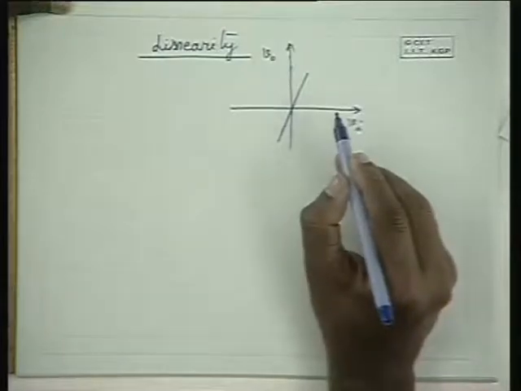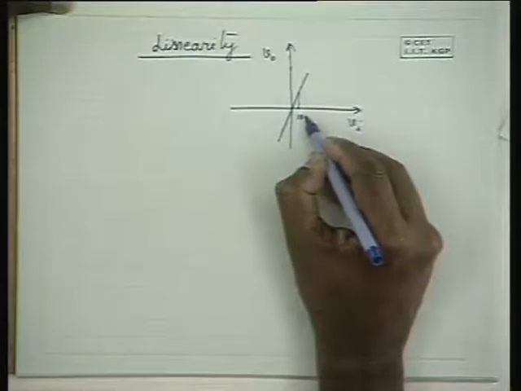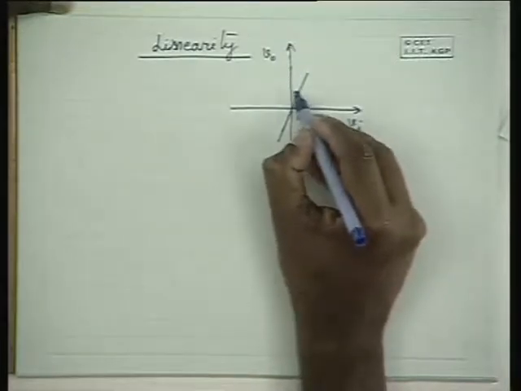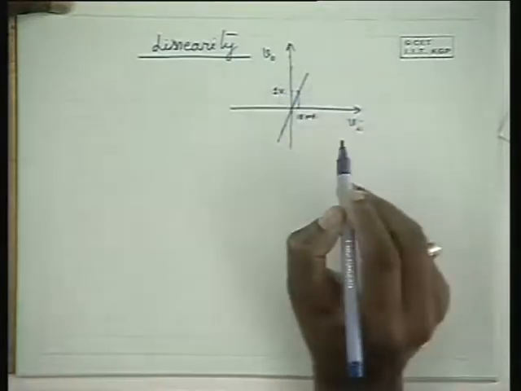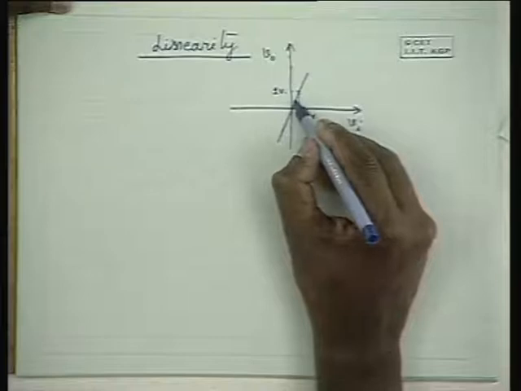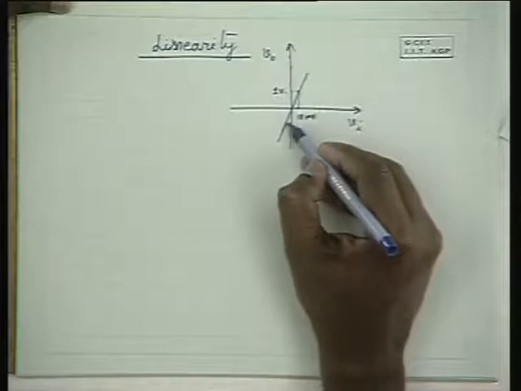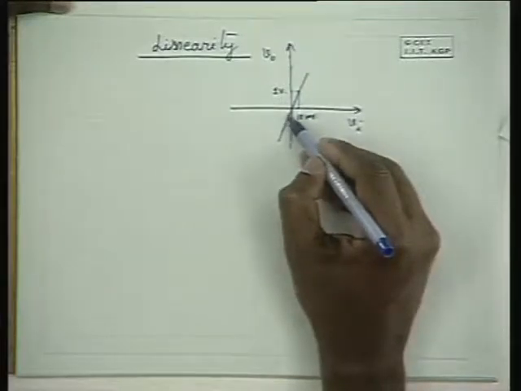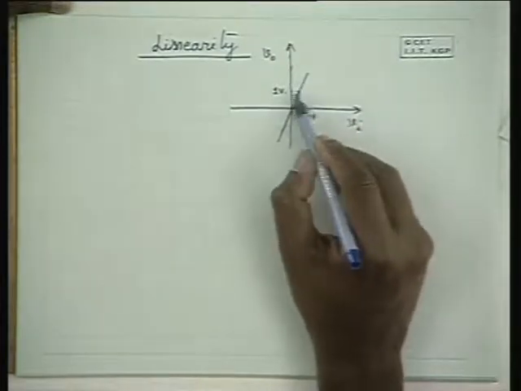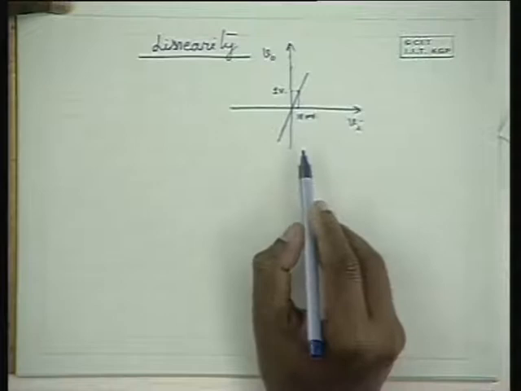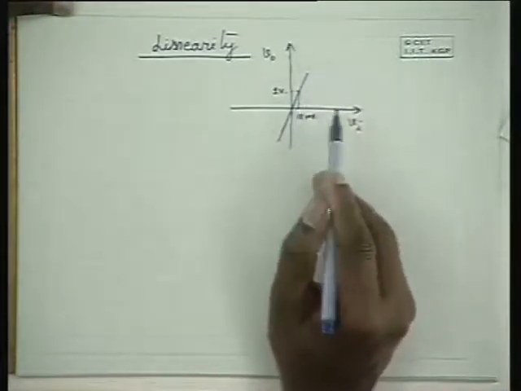Say if the amplifier has a gain of 100, for 10 millivolts of input, the output should be 1 volt. So for 5 millivolts, output should be 0.5 volts. For minus 10 millivolts, output should be minus 1 volt. Therefore, for an exact reproduction of the input, the amplifier should have linear characteristics.